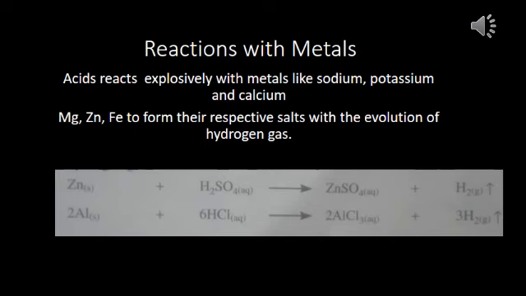As you can see in this reaction, when zinc reacts with sulfuric acid, it will produce zinc sulfate and hydrogen gas. Here is an arrow over the hydrogen gas which represents the liberation, the formation of a gas.